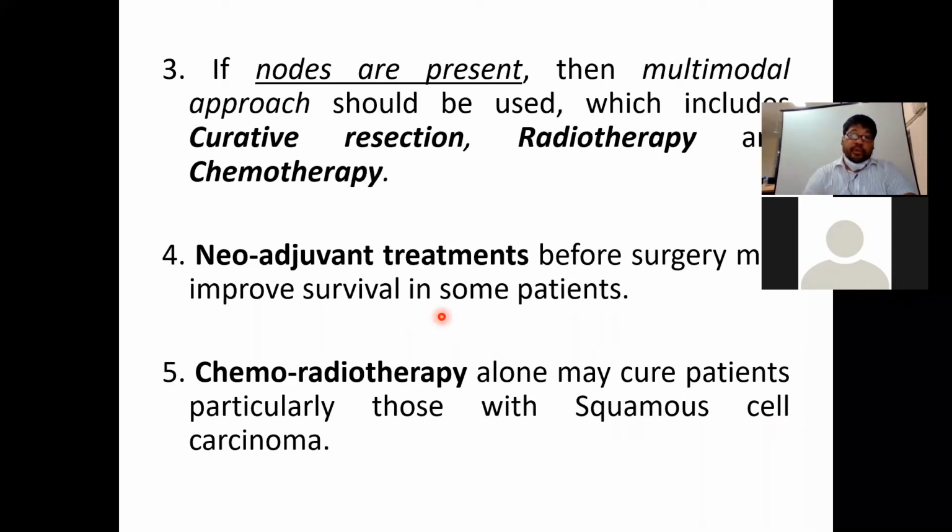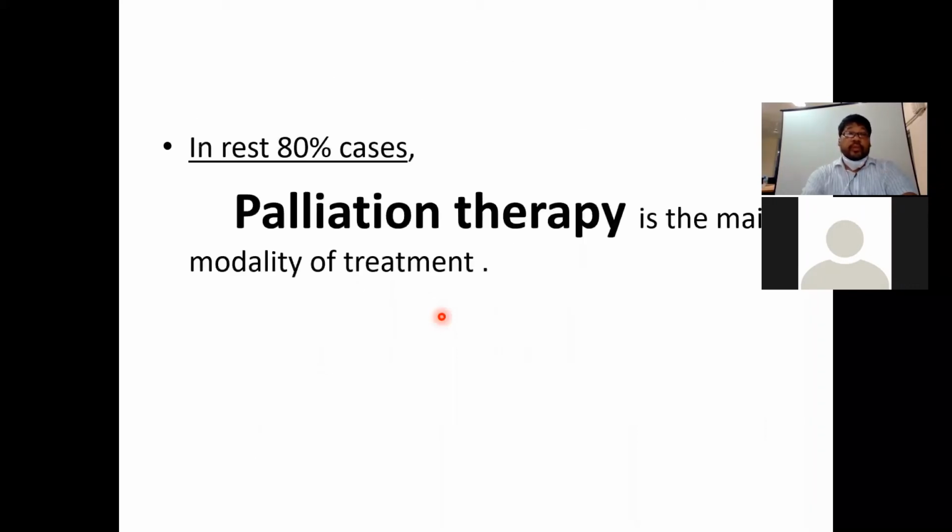And next is the chemoradiation. This can also help, especially in the case of squamous cell carcinoma. So in the rest of the 80% of the cases, palliative therapy is the main course of treatment. So only 20% of cases can be cured. In the rest, 80% of the cases will need palliative therapy.